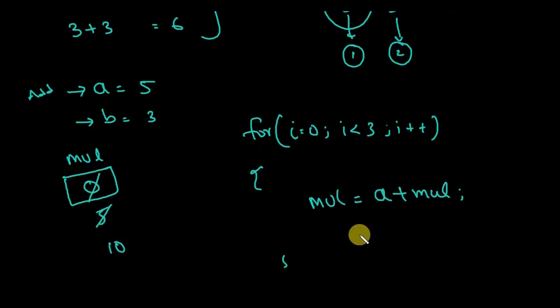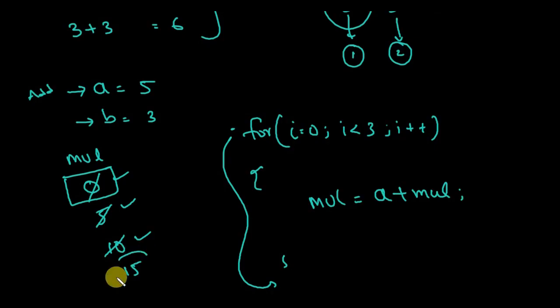Up to here, 2 loops are over. Again, here mul contains 10 and A contains 5. Addition of that, the result is 15. See here, 3 times looping is done, the condition fails and it is out of the loop. Now in the mul variable, you have the answer 15. 5 into 3, the answer is also 15. So it's working, right? Let's see with an example.